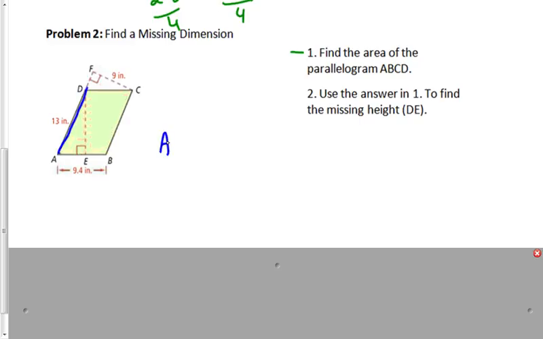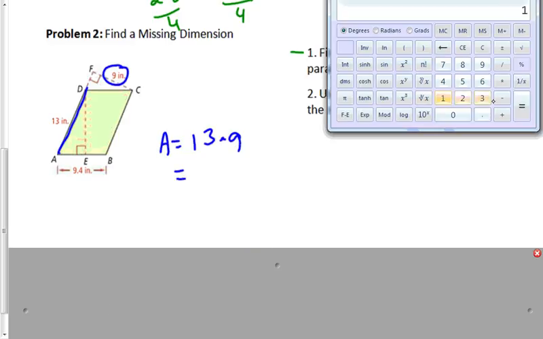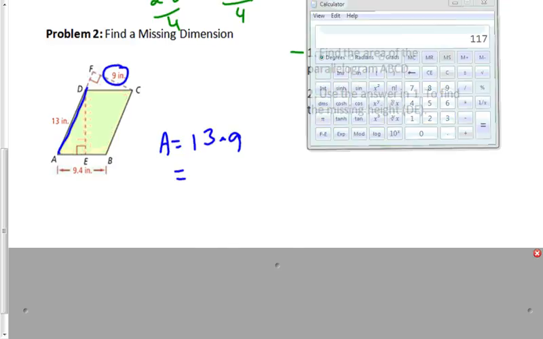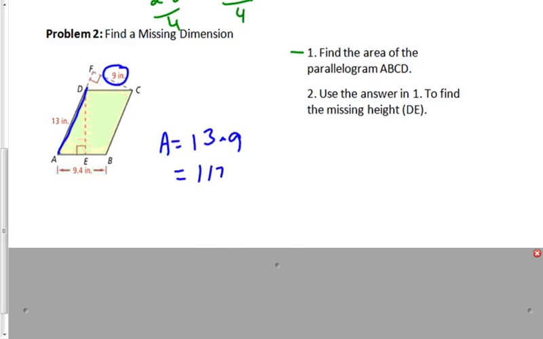So area is going to be equal to 13. Now the height has to be perpendicular to that, an altitude. We actually do have a perpendicular altitude right here. It's not the 9.4 because that's not the length of the height. The perpendicular altitude would be the height of 9. Alright, so 13 times 9, and we get the area, which is 117. So 117 inches squared.